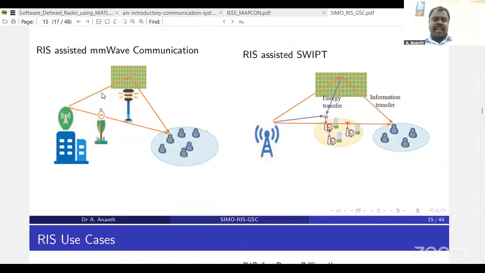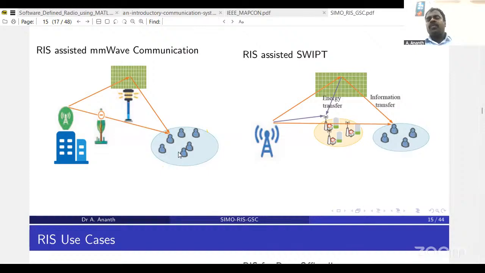The next, it can also be used for millimeter wave communication. As we know, millimeter wave communication usually operates at higher frequency, so there are some challenges with respect to blockage. In the sense, even if we have a thin wall, these millimeter waves cannot propagate through that. The same thing applies for dense foliage or a dense forest. So you can see a tree-shaped structure, which is initially obstructing the signal path between the base station and the user group.